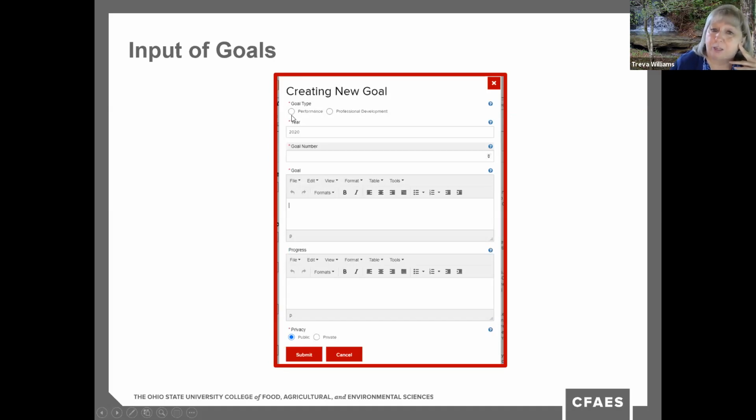Notice you check performance or professional development. You put the year. You can order the goals. So sometimes I want one goal to be a little higher than others because I think it's a little more important that I do that one, or it has more value, I think, to me. So I may place that as a higher numbered goal. We put the goal, and then don't forget the critical piece when it comes to reporting is the progress on goals. Make sure we get that reported.